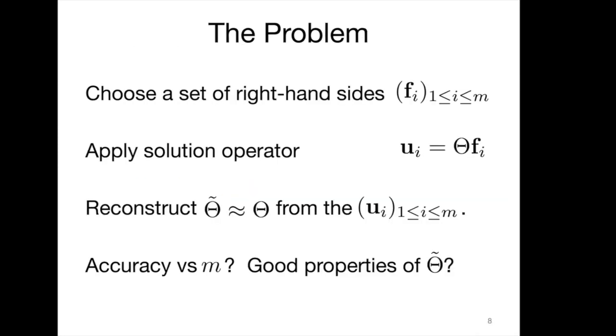And so the problem is now, we want to select a set of right-hand sides and apply a solution operator to these right-hand sides to get the f_i's are the right-hand sides, u_i's are the solutions. And then we want to reconstruct an approximation of the original solution operator from the u_i's and also, of course, the f_i's. So basically, how many solution pairs do we need to get how accurate an approximation of the PDE solution operator?